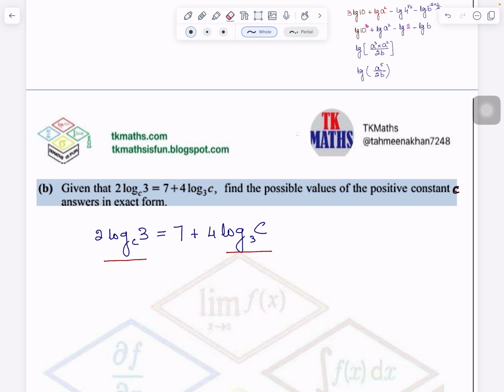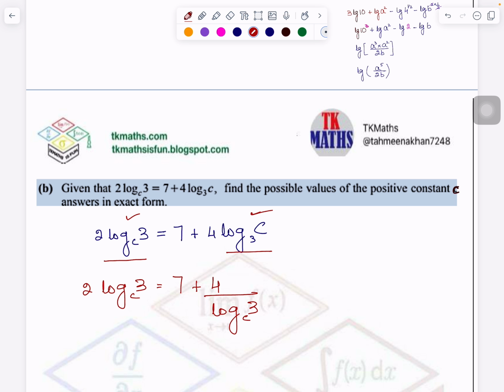Absolutely right. I will apply here the change of base rule. You can apply it either here or here, your choice. I'm applying it here. Okay, doesn't matter. So log 3 base c and 7, I'm at the moment keeping as it is. So it will be log 3 base c.